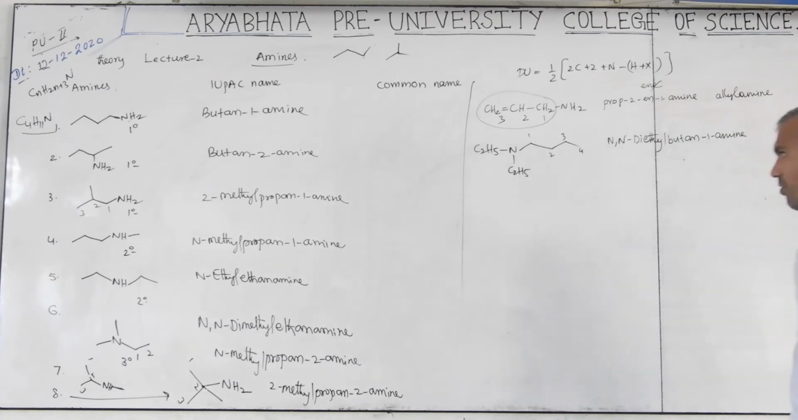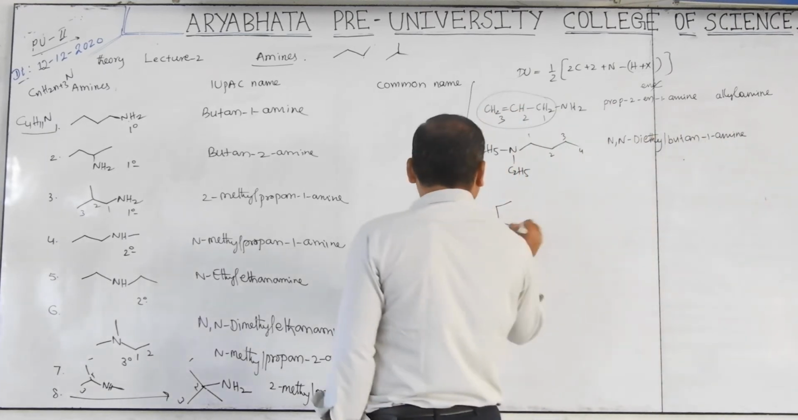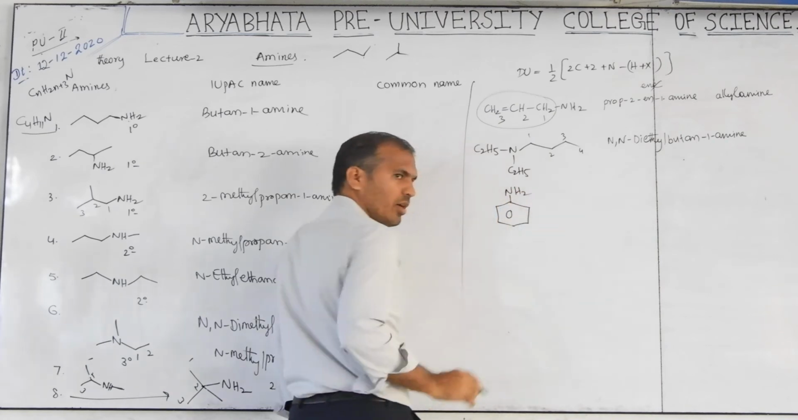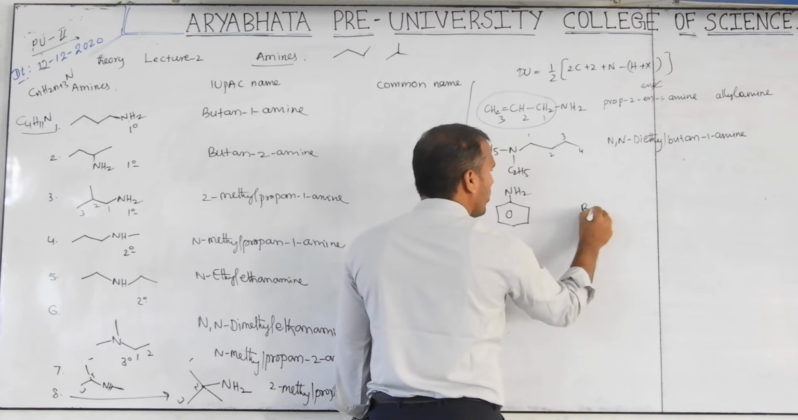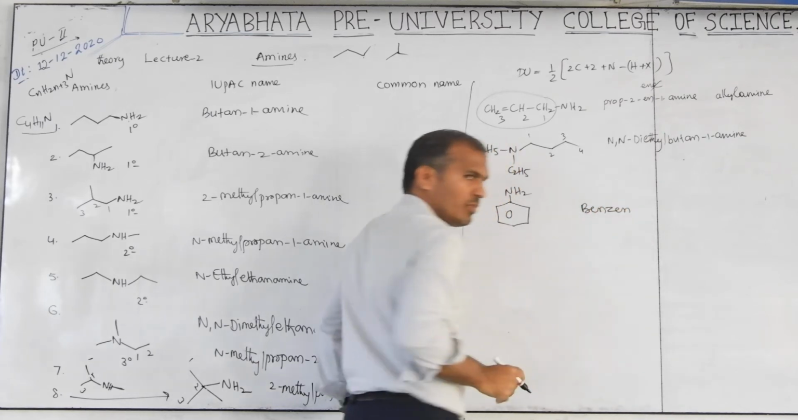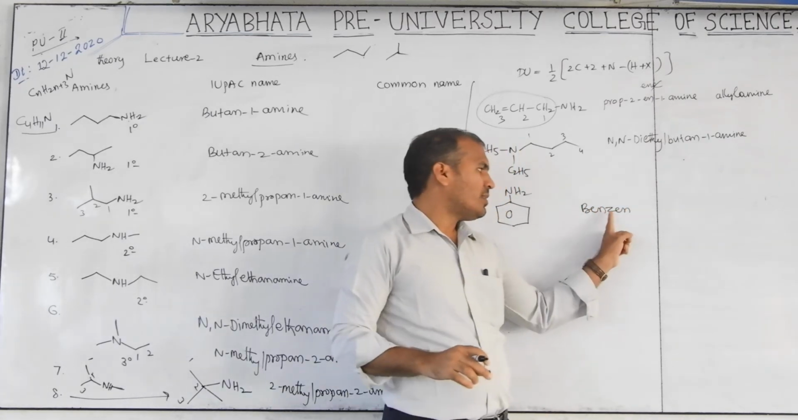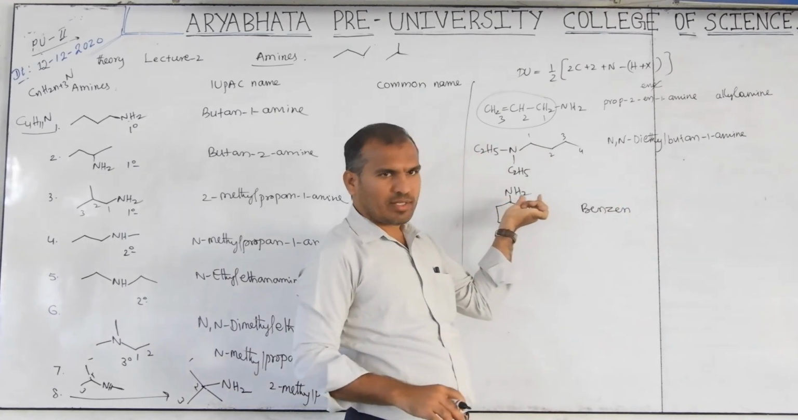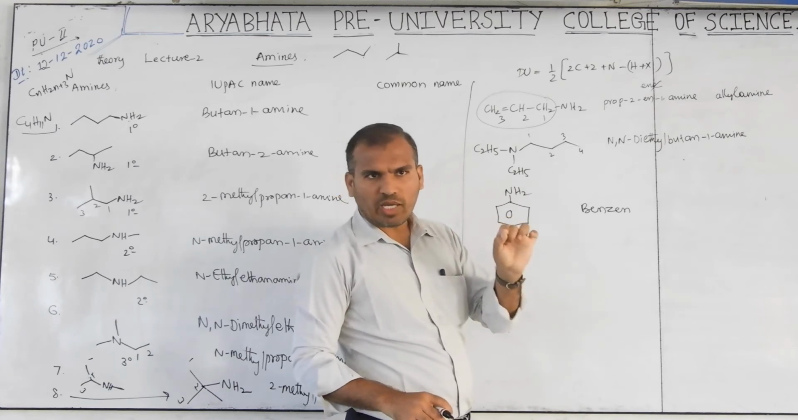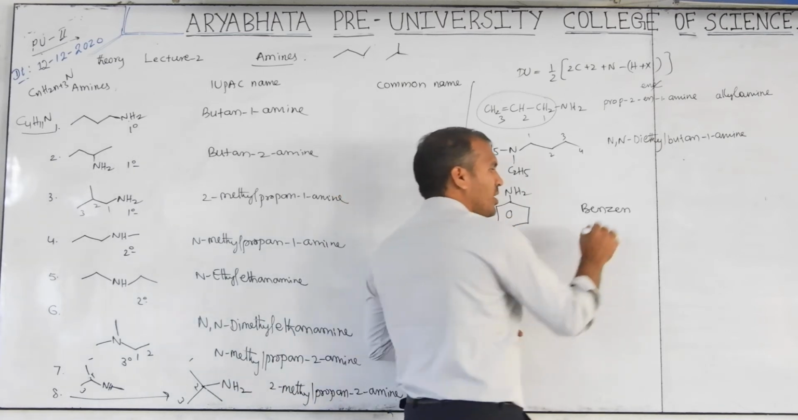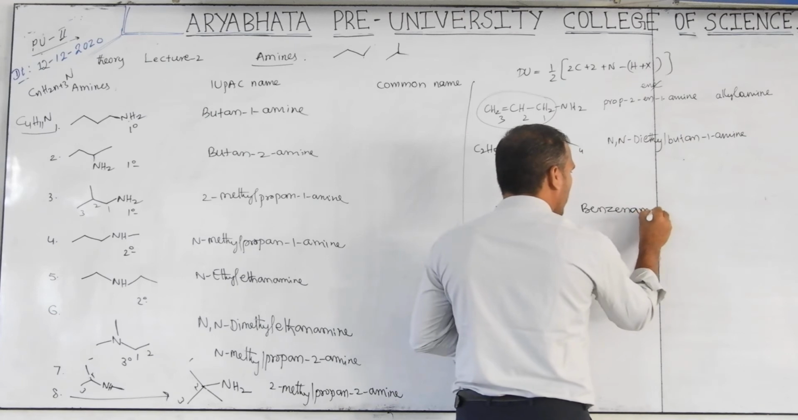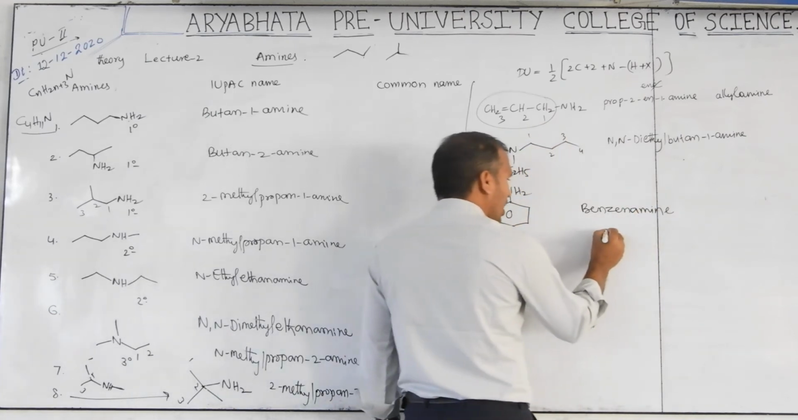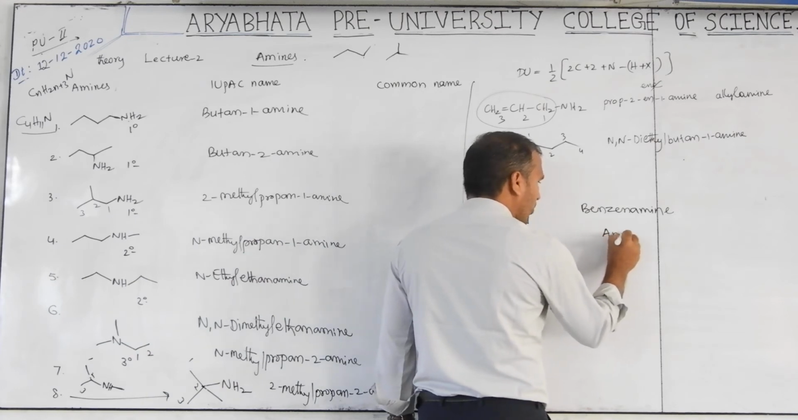Now we know this is aniline. Okay, IUPAC name is what is that? Benzene. Benzene spelling what is that? Z-E-N-E. E removed. Next, what is that? Amine is there. That's why benzenamine. E removed here. Benzene plus amine, benzenamine. IUPAC name. But aniline also accepted name.